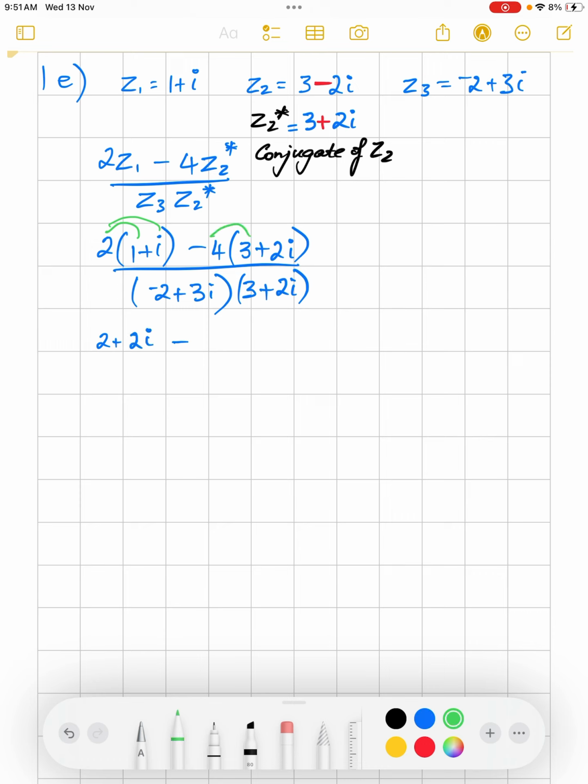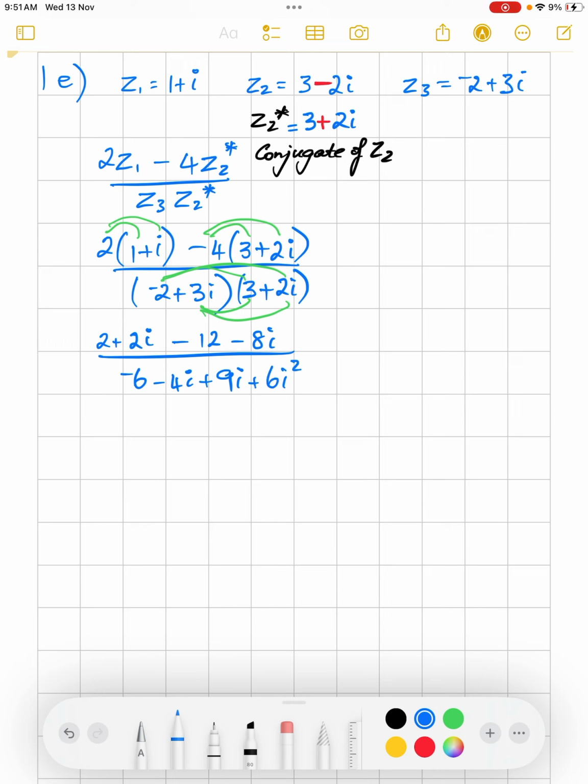And now expand. Negative 4 times 3 is negative 12. And negative 4 times 2i is negative 8i. And expanding from below, negative 2 times 3 is negative 6. Negative 2 times 2i is negative 4i. 3i times 3 is 9i. And 3i times 2i is 6i squared.